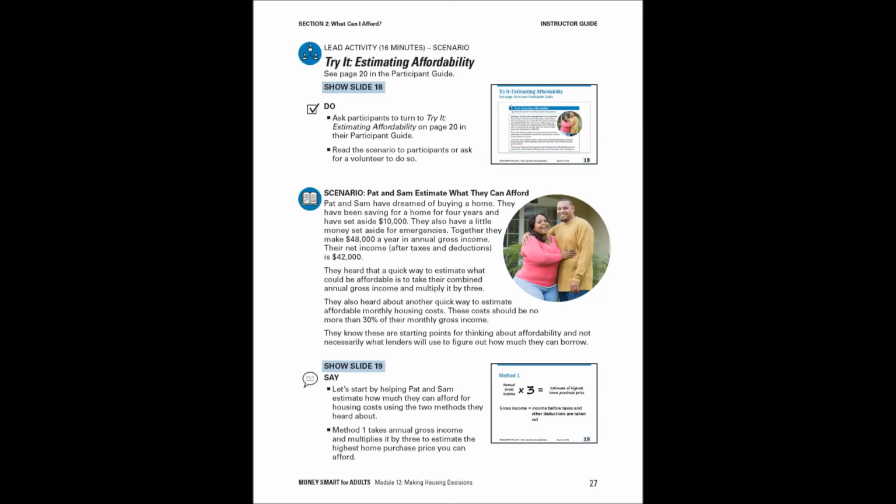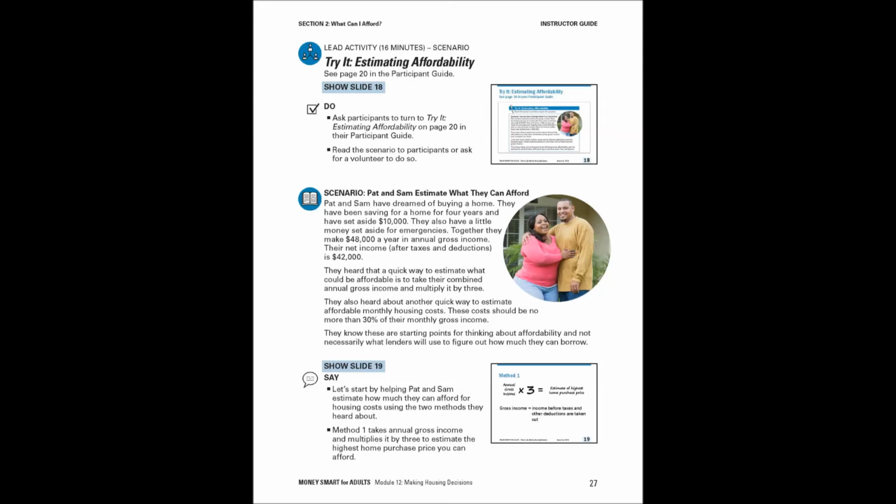The scenario is Pat and Sam. Pat and Sam is a couple that's dreamed of buying a home. They've been saving for about 4 years. They've put aside about $10,000. They make $48,000 a year gross income, and their net income is $42,000. So the scenario goes into the quick way to estimate what could be affordable, and that is to take their annual gross income and multiply by 3.